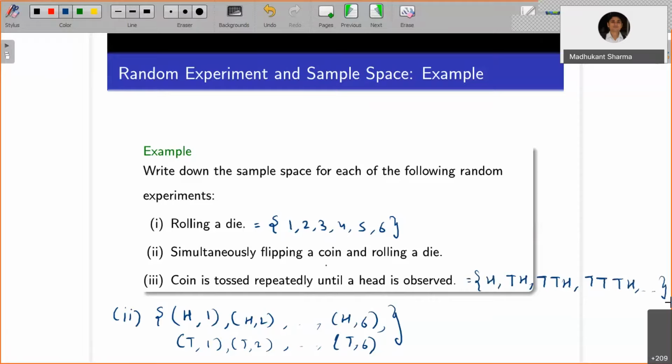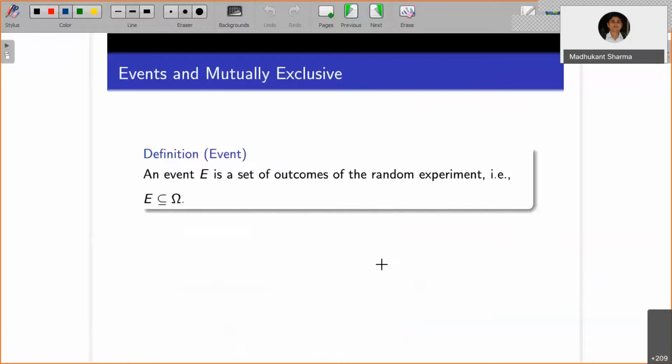Okay, now you can also look at each member of the sample space, which we are going to call an event. If you take any subset of the sample space, in this case and this case, that is going to be called an event, and we can definitely associate probability with it, since that we are going to answer soon. So an event E is a set of outcomes of the random experiment. That is, E is a subset of omega.